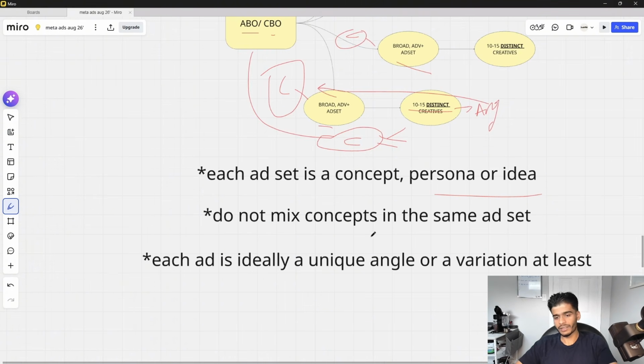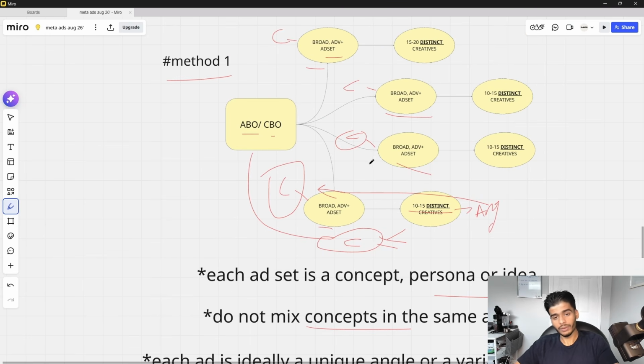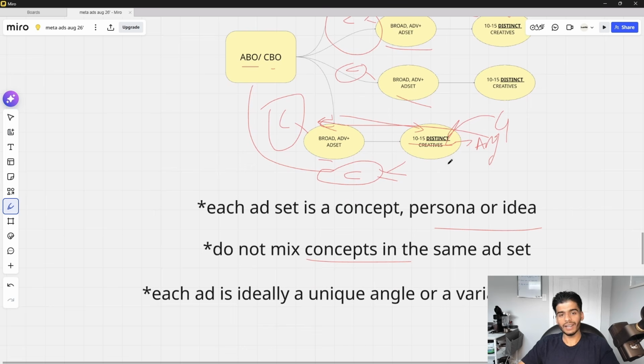Do not mix concepts in the same ad set, very important. So let's say if this concept is the reason you are not losing weight is because of your metabolism, do not be introducing some kind of dietary reason within it. All dietary reasons, let's say you are eating too much protein, is why you are fat. Sounds counterintuitive, but that's what you need to make it work. Don't introduce genetics in this, and don't introduce dietary things in this. I'll give fitness examples because a lot of people understand.